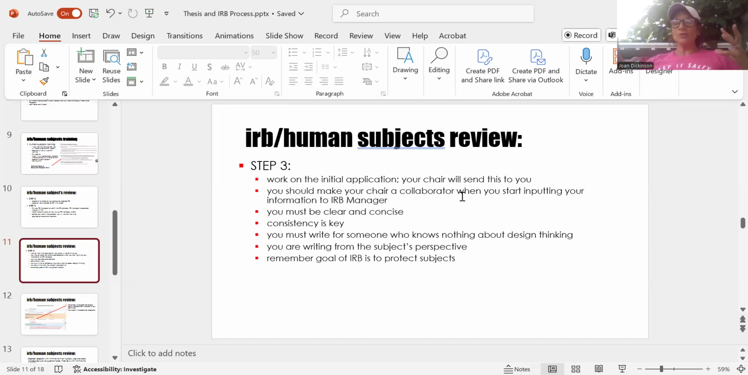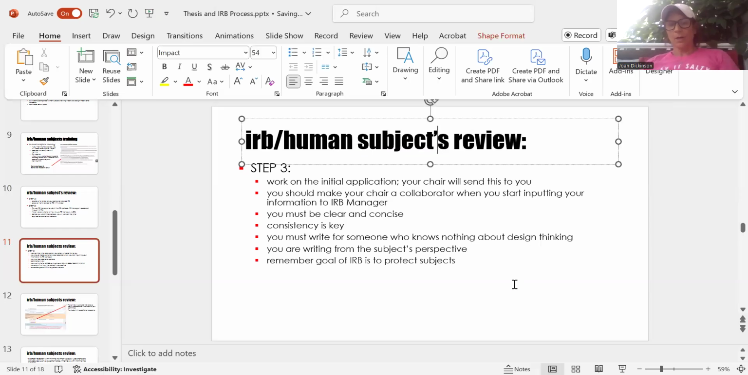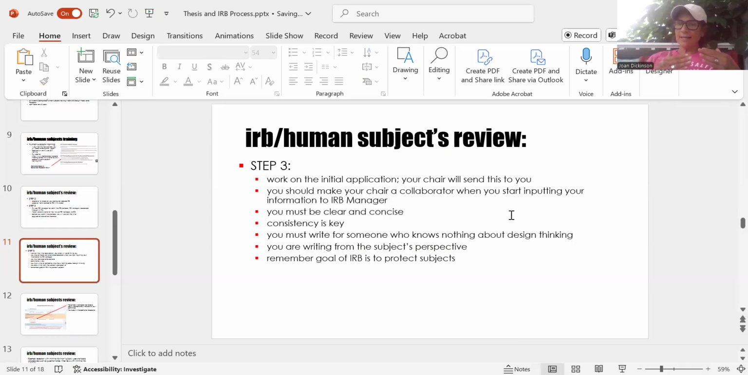The other thing, too, is we're going to actually work on this application in this class. Okay. And so you're going to get a sense of how you're going to put this application together. We're going to do sort of a rough kind of application in this class. It won't be the complete thorough application, but it will at least give you an idea of how you put this thing together. Okay. And then you'll work on that again with your chair.